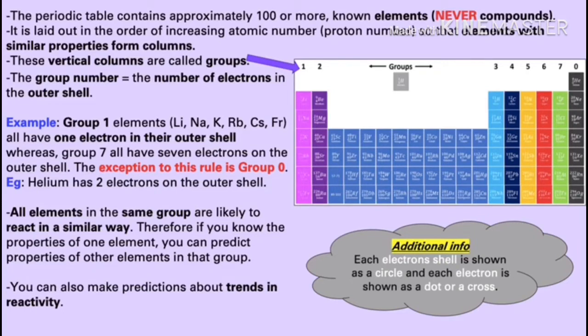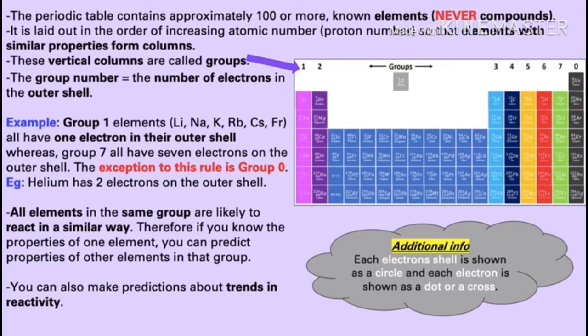All elements in the same group are likely to react in a similar way. This is because elements within the same group have the same number of electrons on the outer shell. Therefore, if you know the properties of one element, you can predict the properties of other elements in that group. You can also predict trends in the reactivity, which will be explained in the next few slides.